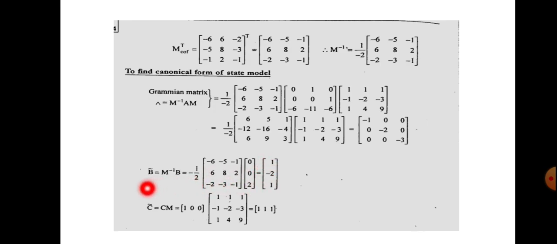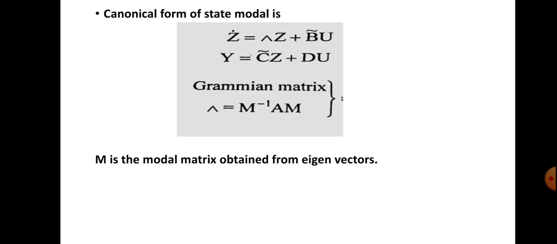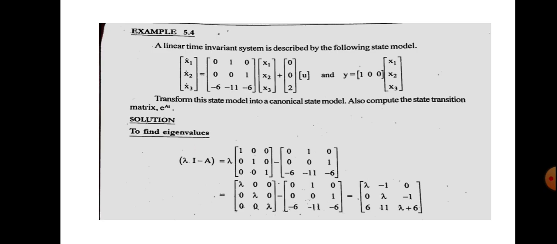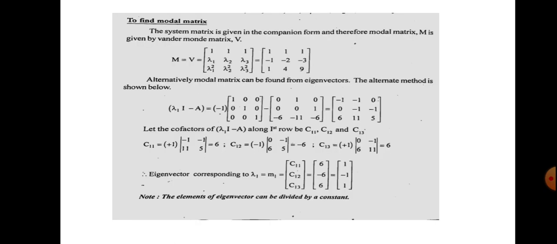Next you have to find out C cap also. C cap is C into M, whereas C is obtained from the question. Where did you get the value of C? Look here. This is the state equation, that is x dot equal to AX plus BU. This is the output equation, which is CX. Actually there will be CX plus DU, but in the question it is not given. That means the output equation depends only on the state variable. So C is 1, 0, 0. So you can substitute that there.